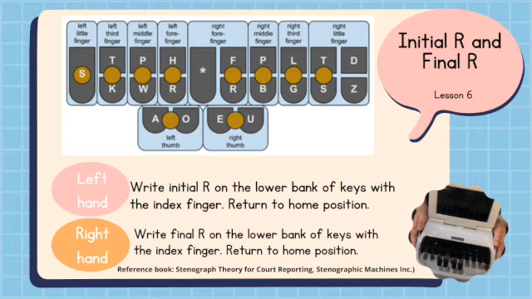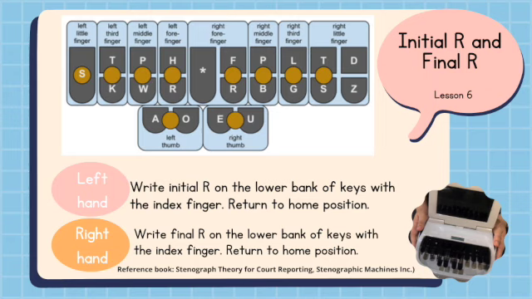Let's start with initial R and final R. Using your left hand, write initial R on the lower bank of keys with the index finger and then return to home position. For final R, using your right hand, write final R on the lower bank of keys with the index finger and then return to home position. Okay, that's it.